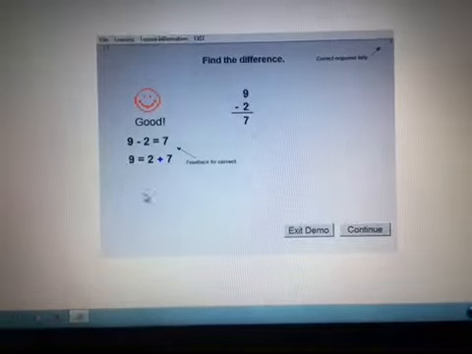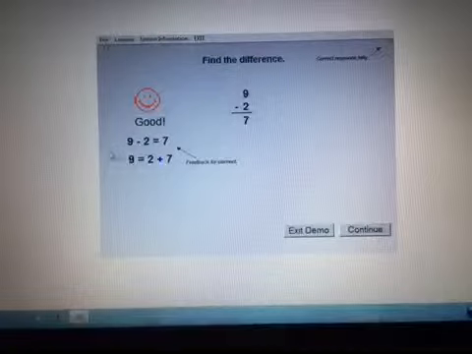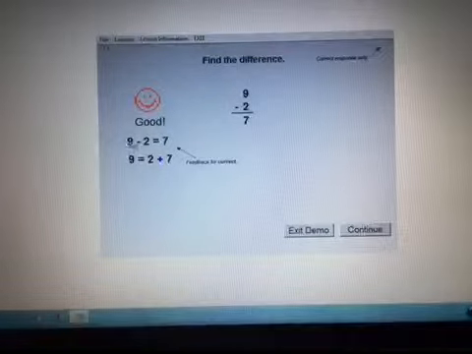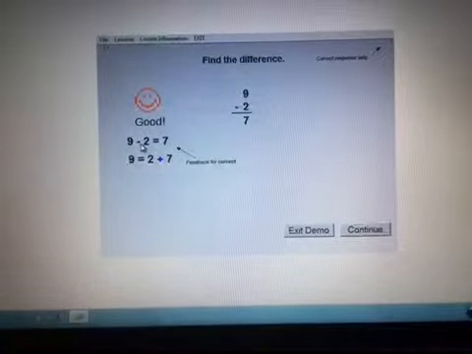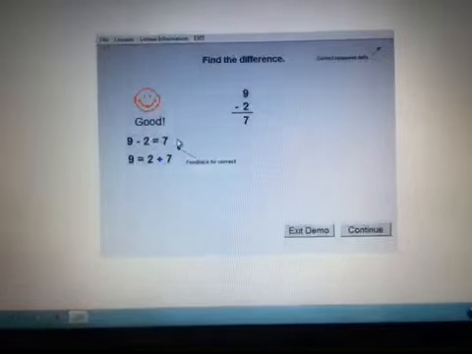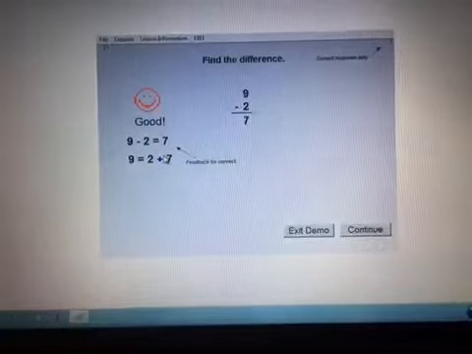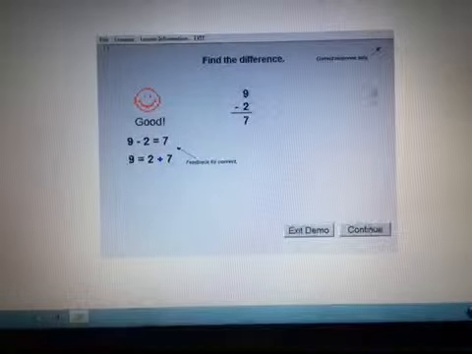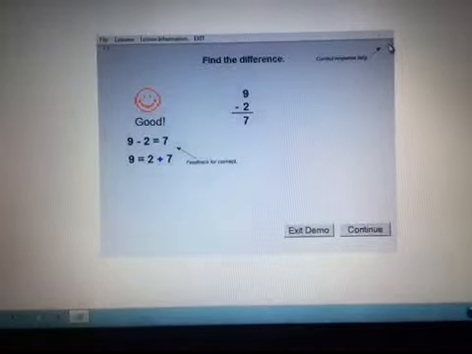And here we have our feedback again, reinforcing the concepts of subtraction and addition. And we have our correct answer tally to 1.